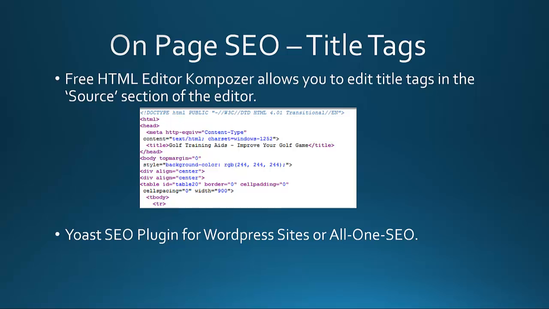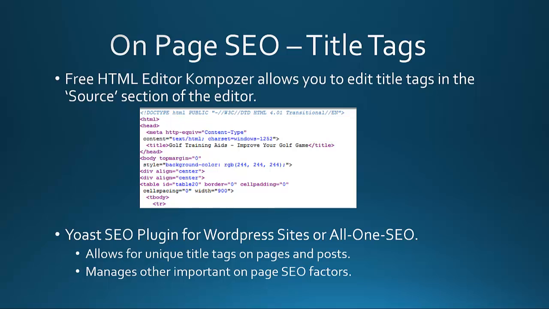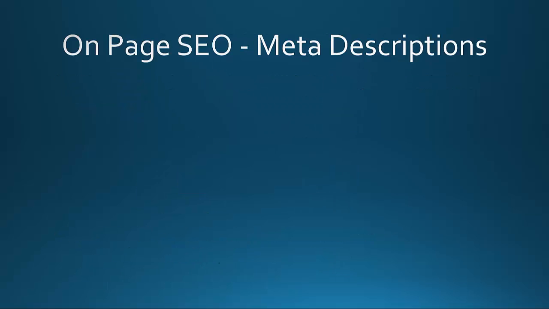Another thing, if you use a WordPress website, which I recommend, and a lot of people have WordPress sites, WordPress is more than just a blogging platform. It's become a full content management system. The Yoast SEO plugin is great for WordPress sites, as is All in One SEO. They make it super easy, so you can have a unique title tag for every blog post you put up, every article you post, whatever content you put in there. It allows for unique title tags on pages and posts, and it manages other important on-page SEO factors as well for you. So it actually helps you with many of the on-page SEO factors that we're going to be talking about throughout this particular training on on-page SEO.